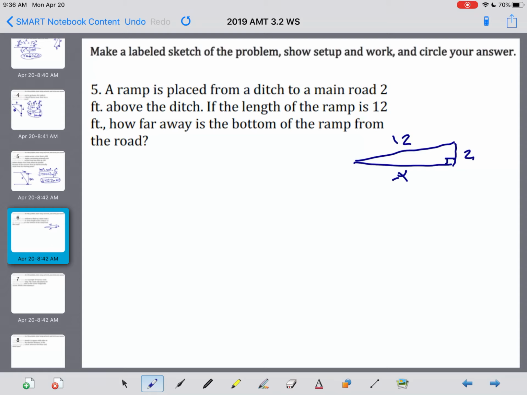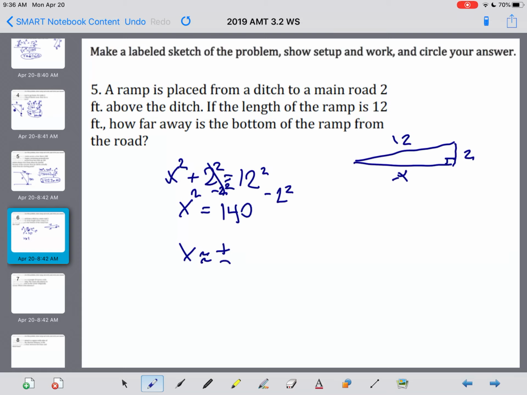So again, right triangle, check. We know two sides, check. Looking for the third side. Yes. So leg squared plus the other leg squared equals the diagonal hypotenuse squared. X squared equals, I'm going to subtract that 2 squared over. That's going to give me 140. So x will be about plus or minus 140 square rooted. 11.8. We're talking feet. And we're pretty good there. Oh, I changed colors accidentally here. Only want the positive one, of course.